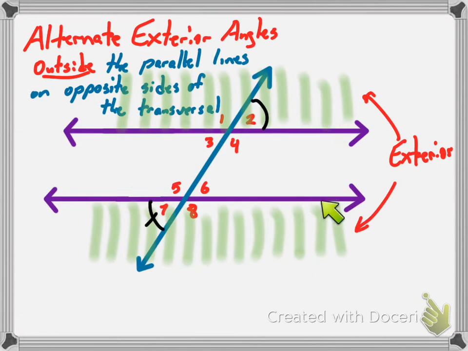So you can go ahead and highlight that as well. So that's on the outside, right? And then I want on opposite sides of the transversal. So for example, angle 2 is congruent to angle 7. So they're on opposite sides of the transversal on the outside of the parallel lines, and they're known as alternate exterior angles. So we have angle 2 and angle 7, and angle 1 and angle 8. They're congruent alternate exterior angles.